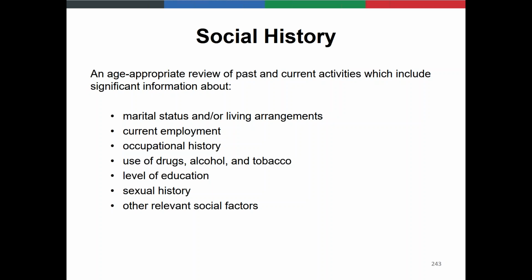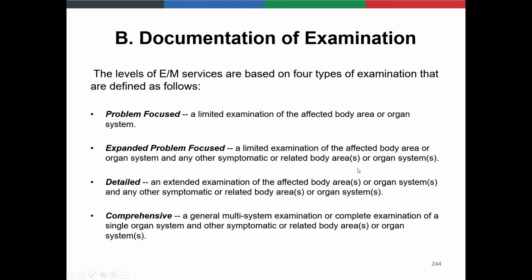Current employment, maybe there are environmental factors in their work that are contributing to the problem. Occupational history, use of drugs, alcohol, tobacco, their level of education. Why is that important? That's important to help you know the level of understanding a patient may have about their condition. Their sexual history, not always taken, depends on the situation. If you're OB-GYN, absolutely, because maybe you're testing for STDs. But it doesn't mean that you're going to take a history of all of these, but just the ones that are relevant to that patient's condition. Other relevant social factors as well.